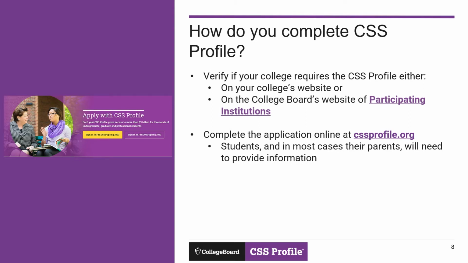We've discussed the what, why, and when, so now let's talk about the how. First, make certain your college requires CSS Profile. To do that, the best place to go is the college's website, which has definitive information on application requirements and deadline dates. There is also a list of institutions that use CSS Profile on the College Board's website. If your college requires CSS Profile, the application can be found at cssprofile.org.